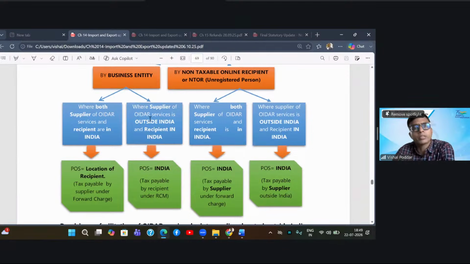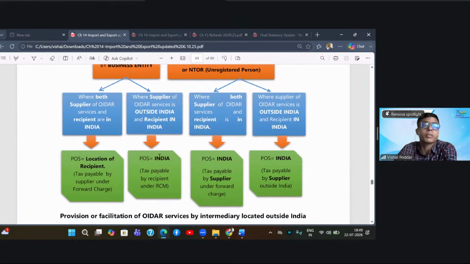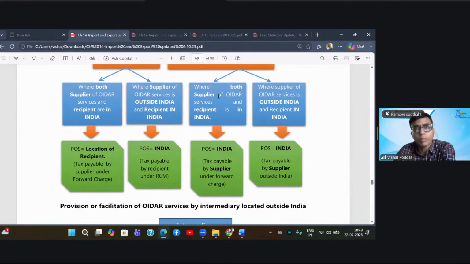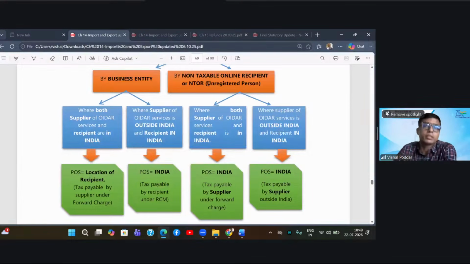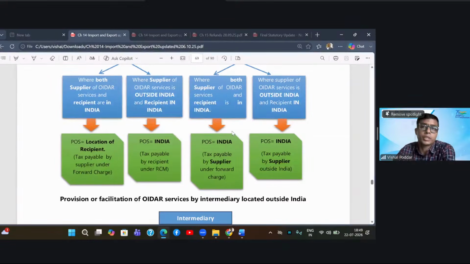However, where the supplier is outside India, the recipient is inside India, and the place of supply is India, it is like import of service. So the tax is payable under RCM by the Indian recipient. Where both the supplier of OIDAR service and the recipient are in India, and the recipient is NTOR, the tax will be payable by the supplier under forward charge.